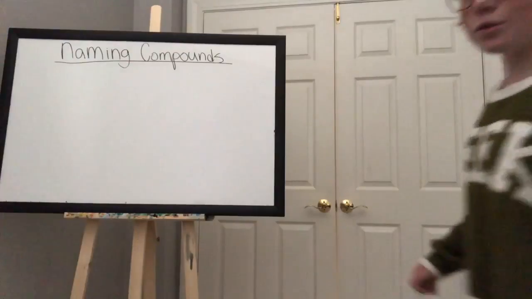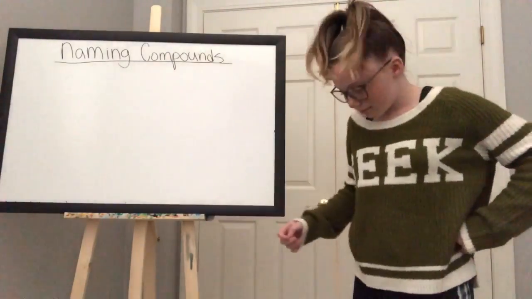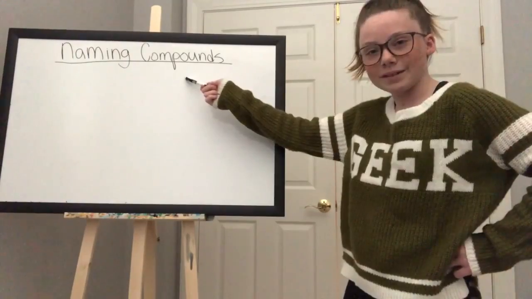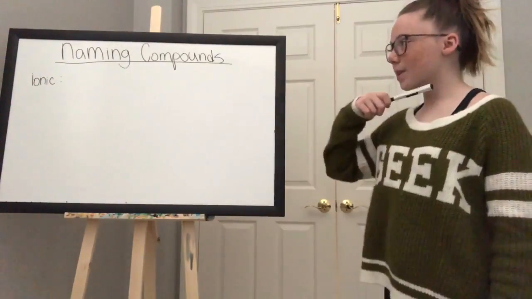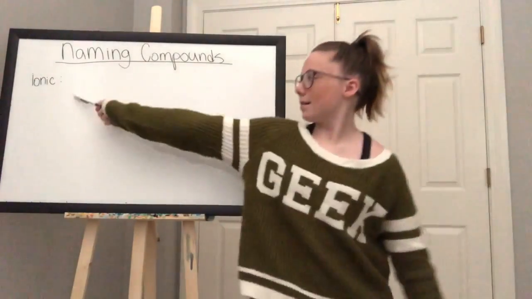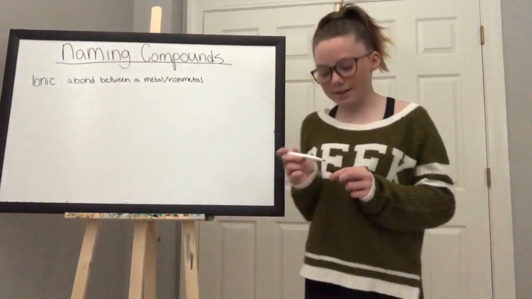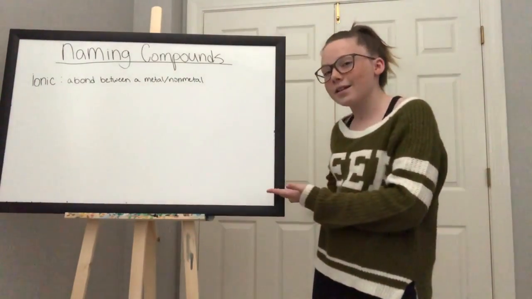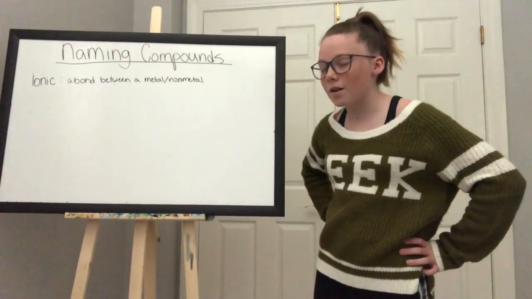So, we're going to grab our handy-dandy periodic table of the elements. First, let's define the different kinds of compounds: ionic and covalent compounds. The first kind of compound is an ionic compound. I'm going to assume you have some knowledge of physical science so you can understand this. An ionic compound is a bond between a metal and a non-metal.